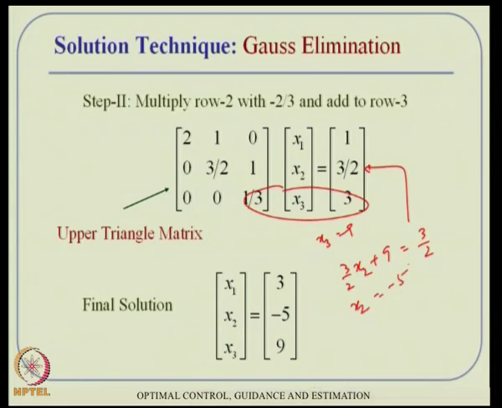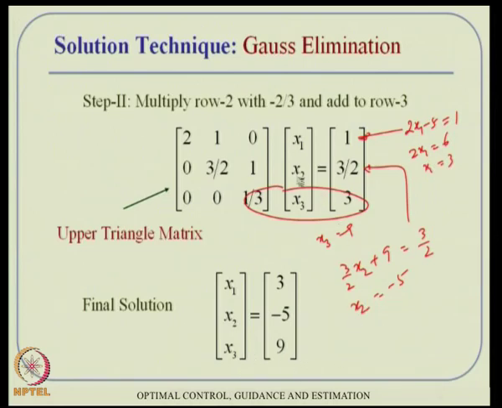Now I go back to the first equation, which is 2x1 plus x2, and x2 is already minus 5, so this is minus 5 equal to 1. So then 2x1 turns out to be 6 and x1 equal to 3. That is why you get x1 equal to 3, x2 equal to minus 5 and x3 equal to 9.